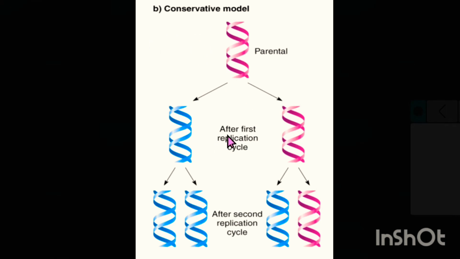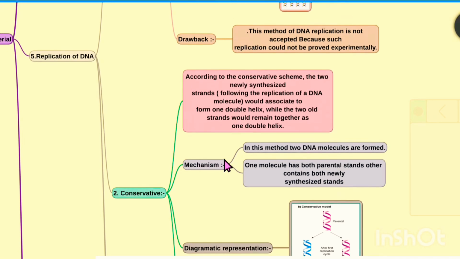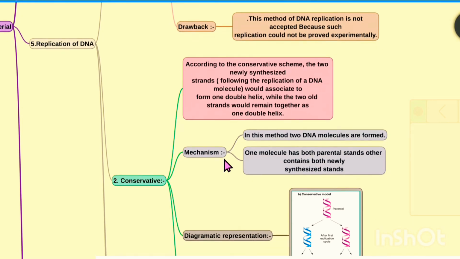This is after the first replication cycle. This is one parental and this is newly formed, and then in the second generation, this is parental and this is newly formed, and these are similar after the second replication cycle. We should remember the diagrammatic representation of the model, or the method, of conservative replication.